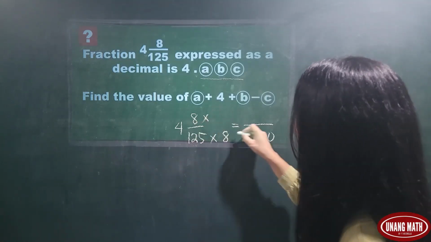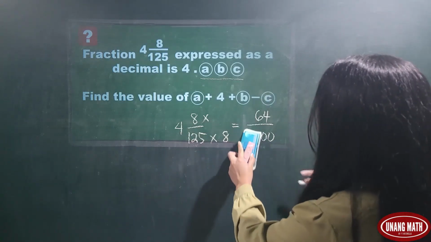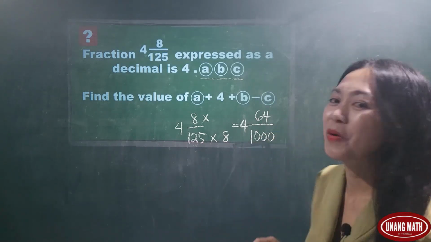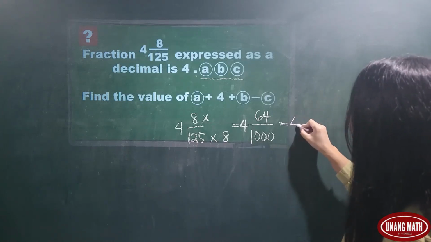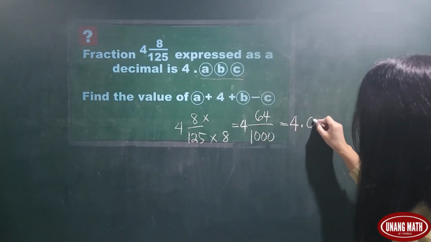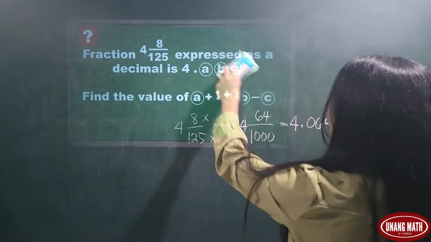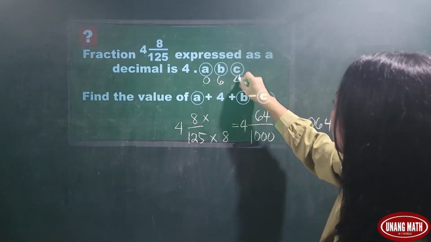So, this is also times 8. So, this is 64. Okay, wag natin kalimutan ang whole number na 4. So, 4 and 64/1,000. Okay, kung isusulat natin ito as decimal number, 4.064. So, A here is 0, B is 6, ang C naman ay 4.